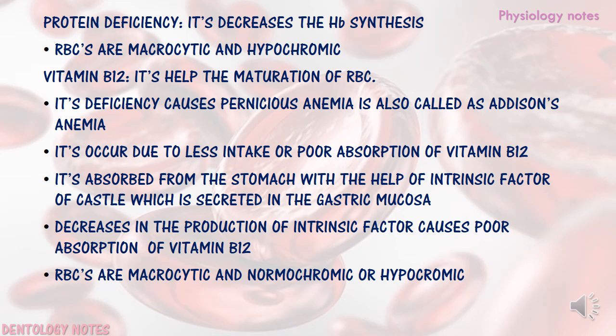Vitamin B12 helps the maturation of RBC. Its deficiency causes pernicious anemia, also called Addison's anemia. It occurs due to less intake or poor absorption of vitamin B12. It is absorbed from the stomach with the help of intrinsic factor of Castle, which is secreted in the gastric mucosa. Decrease in the production of intrinsic factor causes poor absorption of vitamin B12. RBCs are macrocytic and normochromic or hypochromic.